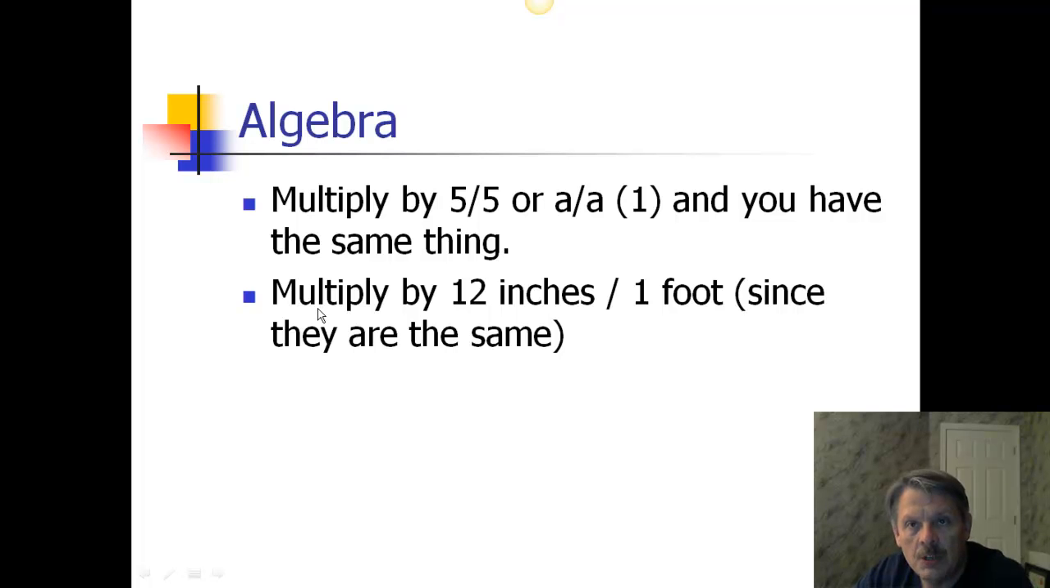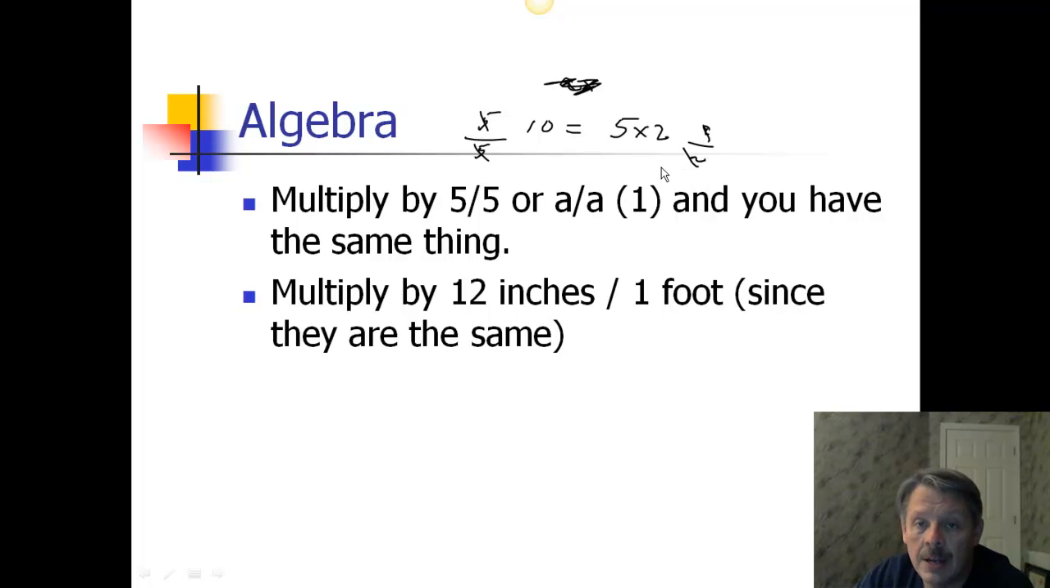Well, here's what we do. We tend, in algebra, to say, I want to go and multiply something. Let's say that I had the number 10 equals 5 times 2. And if I multiply this side by 5 over 5, they cancel out, right, because it's 1. Or I multiply this side by a over a, they cancel out because they're 1. You have the same thing. You're allowed to do that in algebra.